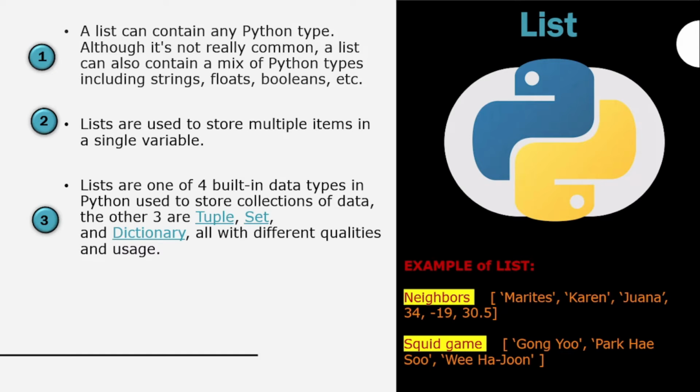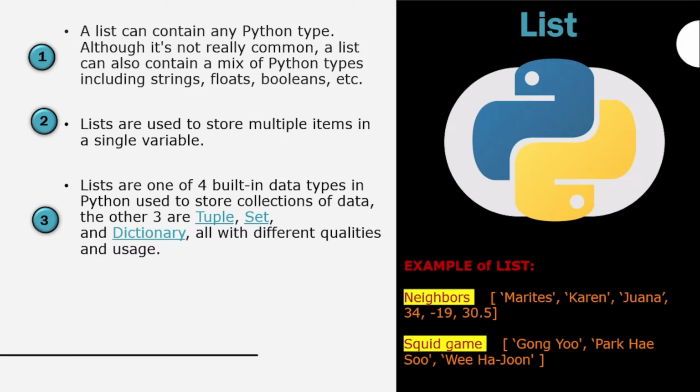Number 1, a list can contain any Python type. Although it's not really common, a list can also contain a mix of Python types, including strings, floats, booleans, and so on. Number 2, lists are used to store multiple items in a single variable. And number 3, lists are one of the 4 built-in data types in Python used to store collections of data.